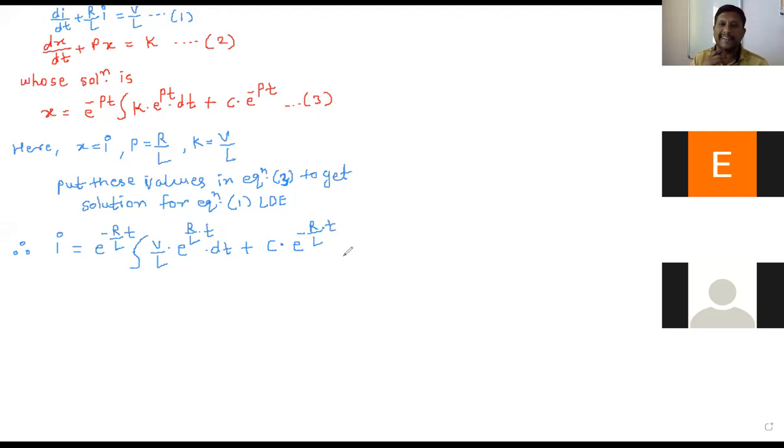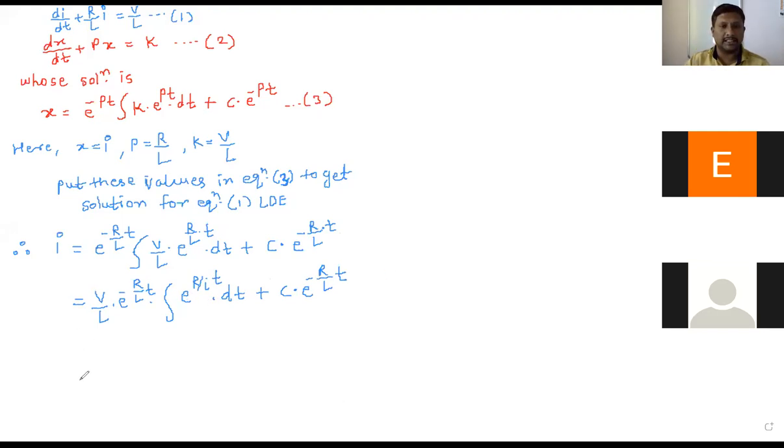Okay. So you have to solve this integration now. So this V by L is a constant. I will take V by L outside as it is. You can take e raised to minus R by L into t as it is. So what is the integration of e raised to R by L into t with respect to time t? Anyone can tell? So next further point will be as it is. You have to keep.